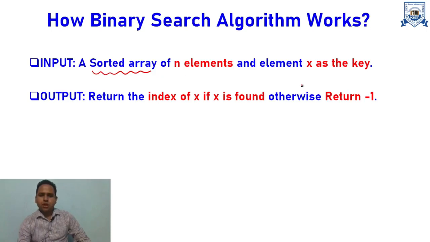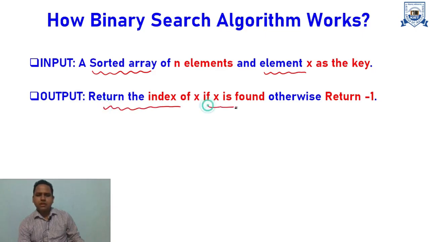Now we are finding the location of x. We are taking x as the key, so we are finding the location of our key element in that array. What will this binary search give us? What is the output of binary search? It will return the index i if x is found. If x is there, it will simply return the index; otherwise it will return -1.